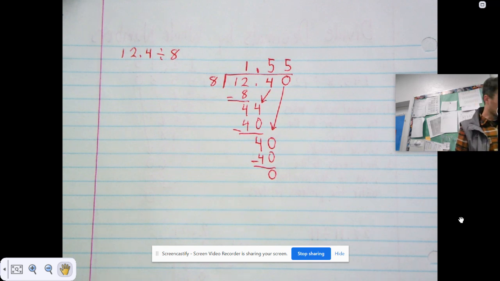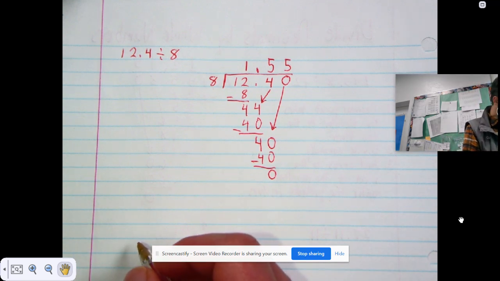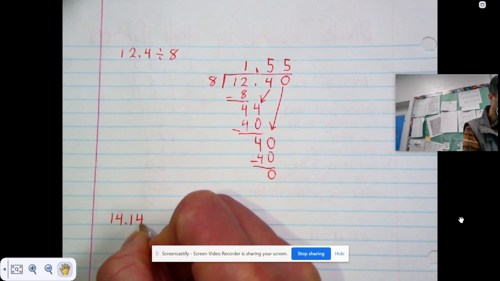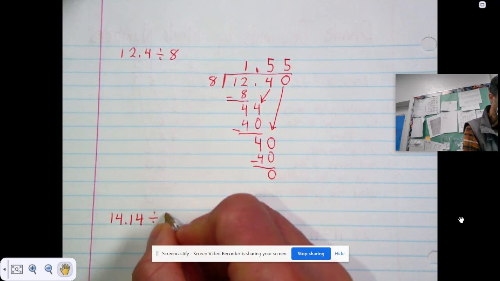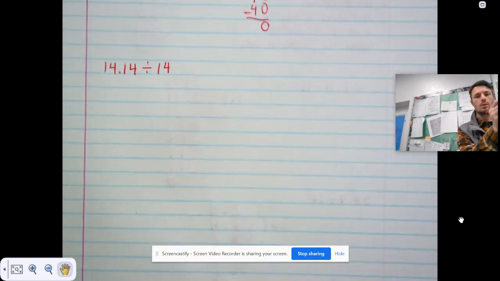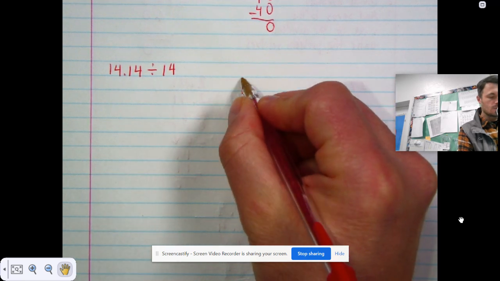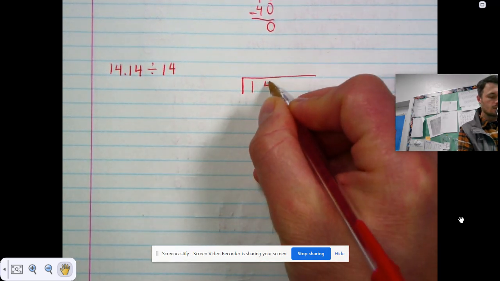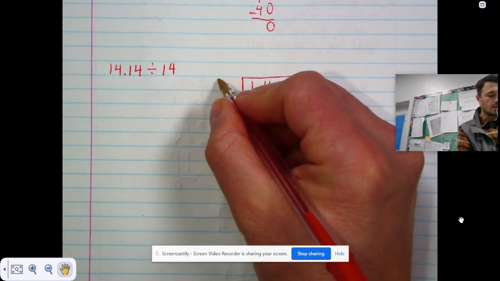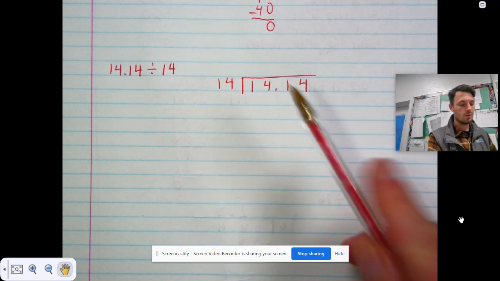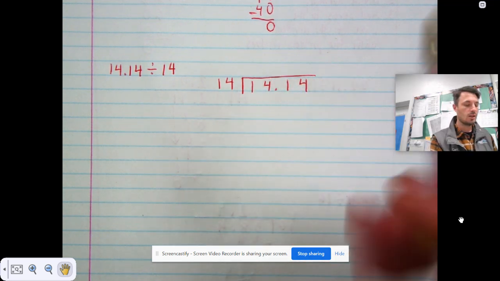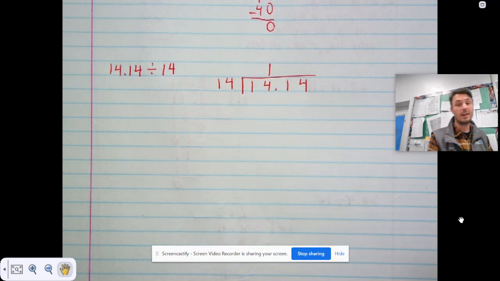Let's do another one together. Let's say we had 14 14/100 divided by 14. 14 14/100 is the dividend. So that goes in the house. 14 is the divisor. That goes outside the house. Can 14 fit into 1? No. Can 14 fit into 14? Yes, 1 time.